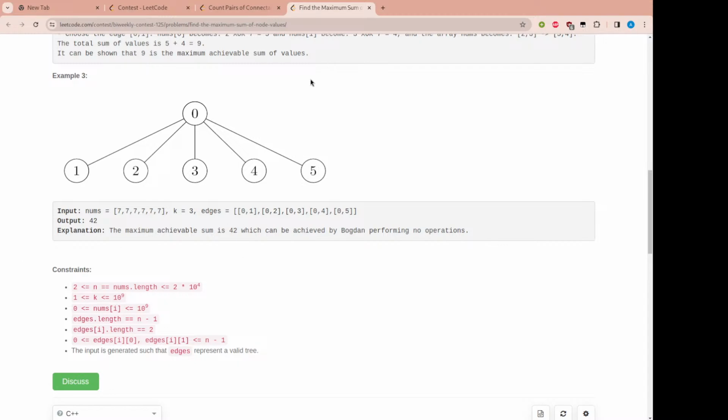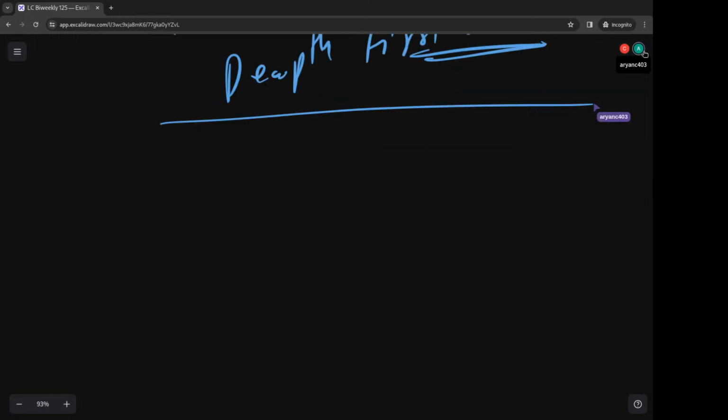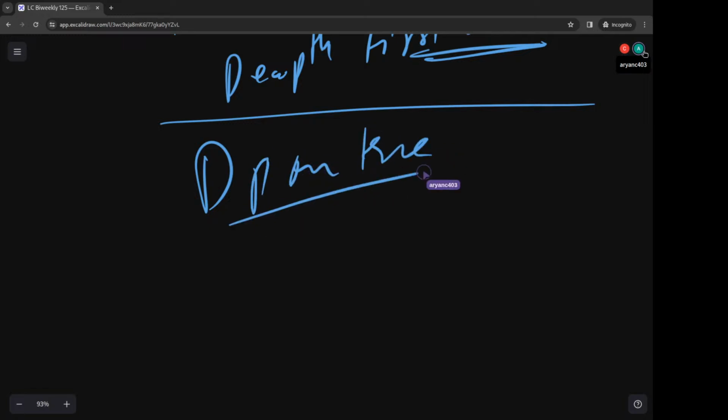Okay, the idea is fine. Next, the idea was using DP on tree. DP on tree was the idea. The first thing you should notice is what happens when you perform an operation on a node 2 times.